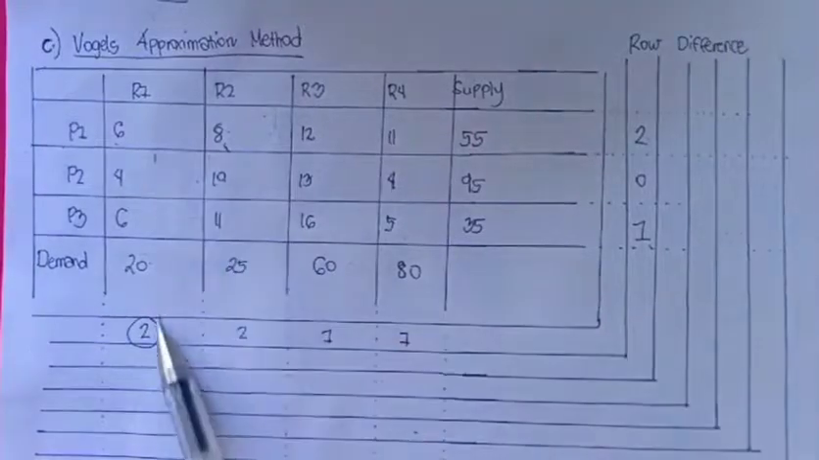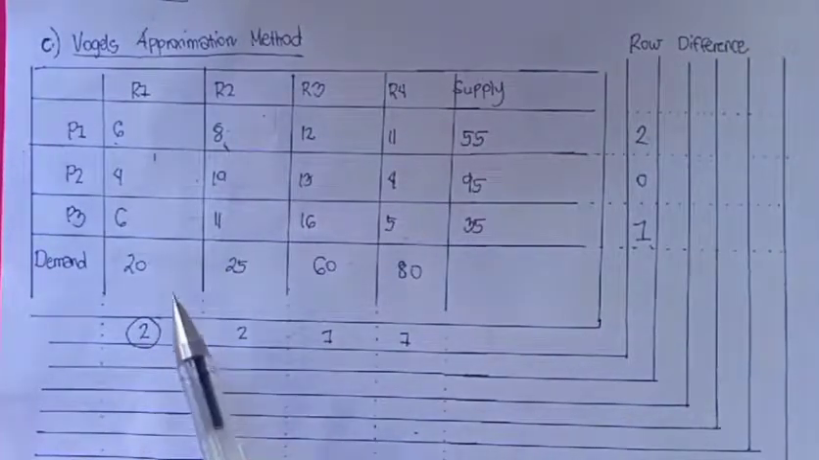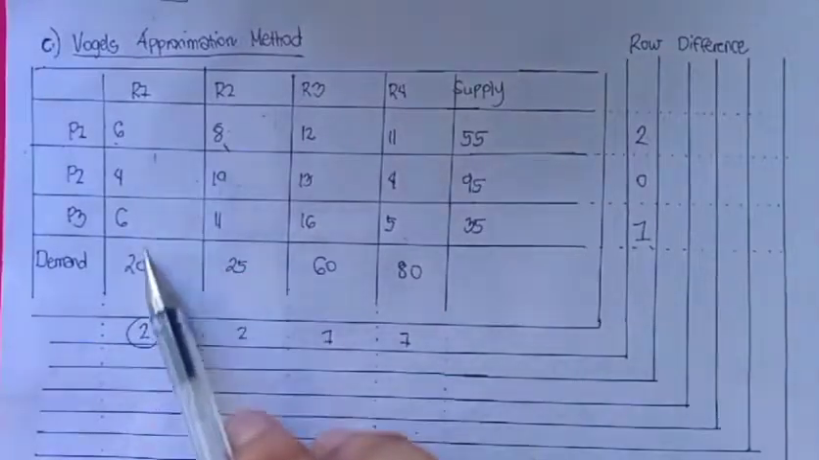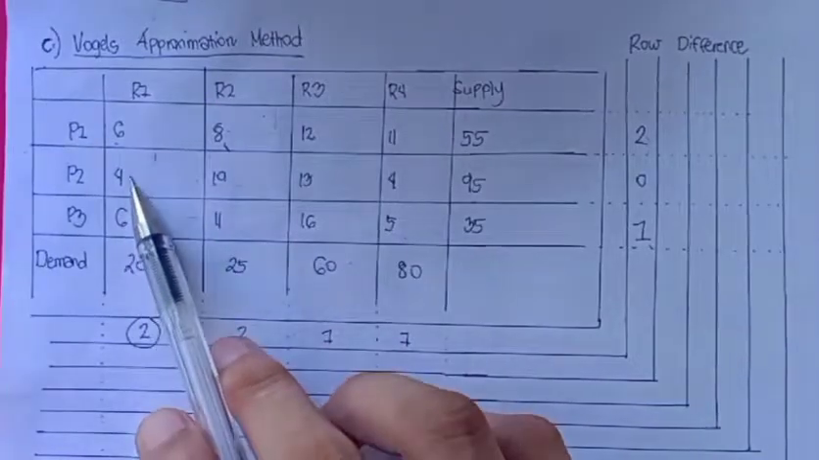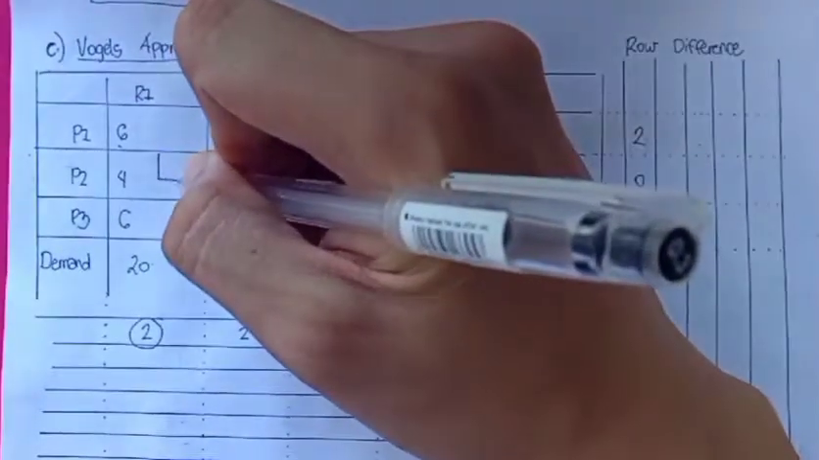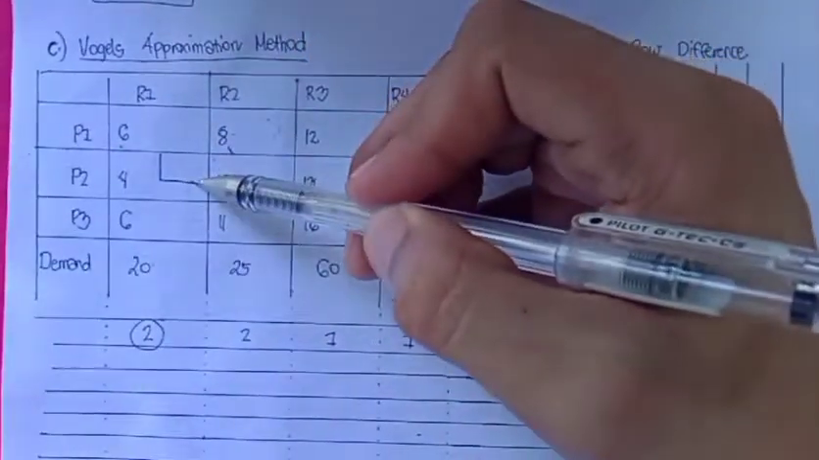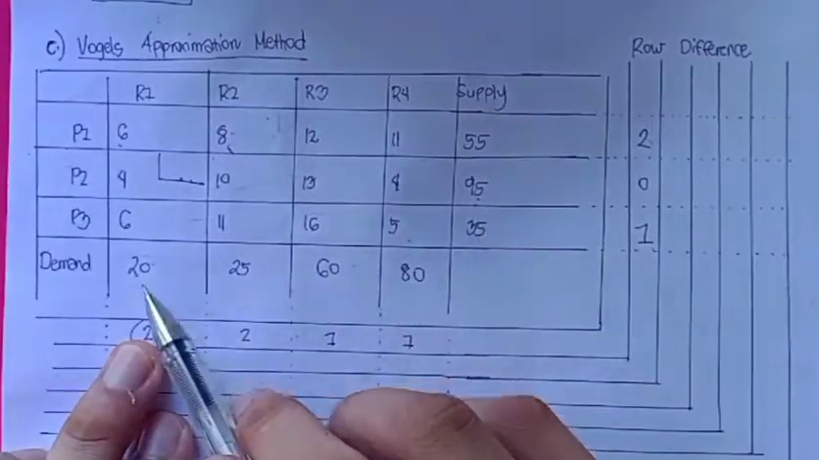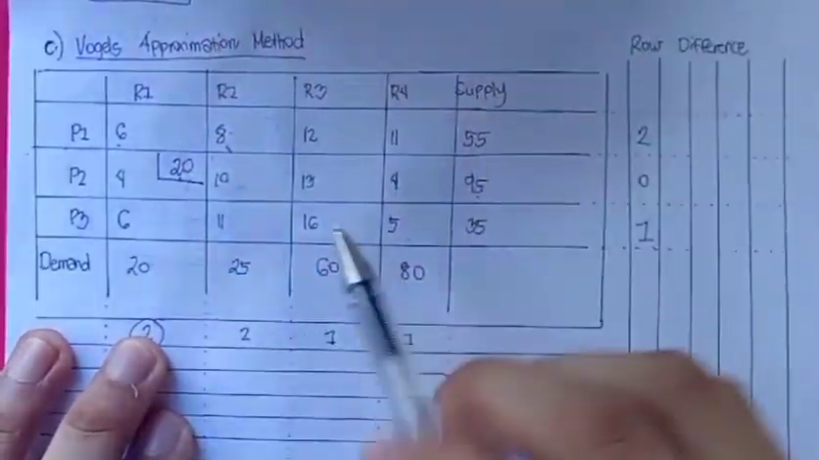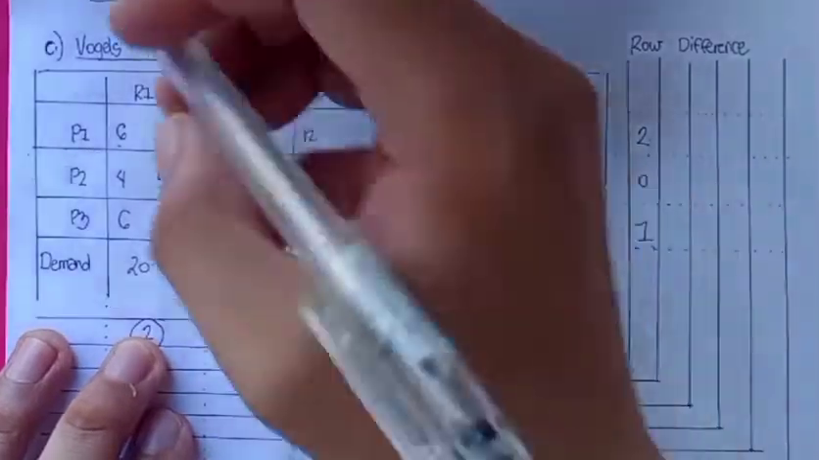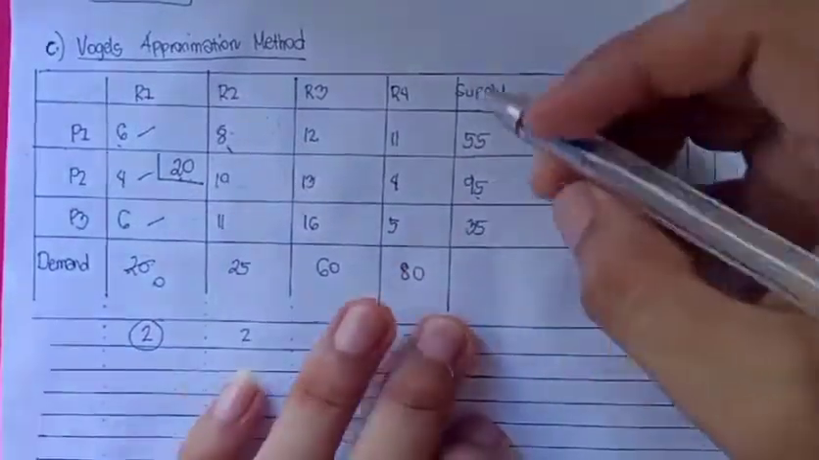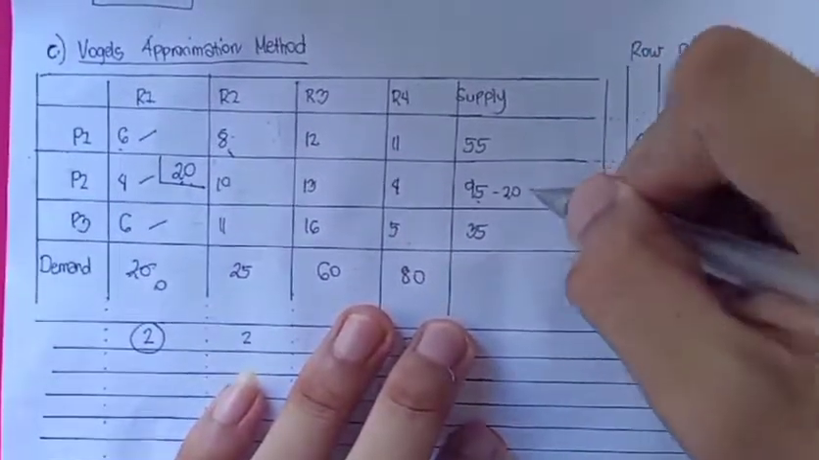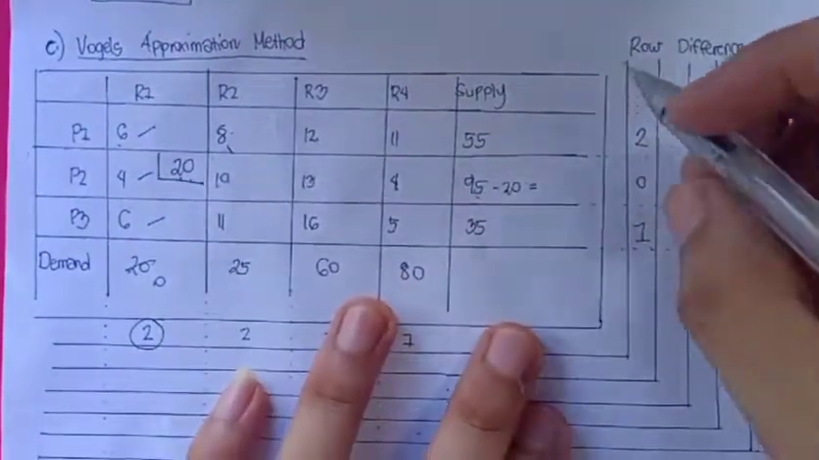After that, in column 1, we need to find out the minimum transportation cost. So the minimum transportation cost, among 4, 6, and 4, is 4. So we need to select this cell. So in this cell, P2R1, the demand is 20 and the supply is 95. So the minimum is 20. So we will allocate 20 in P2R1. So this column is satisfied. And we will deduct 20 in the second row. So the remaining supply is 75.